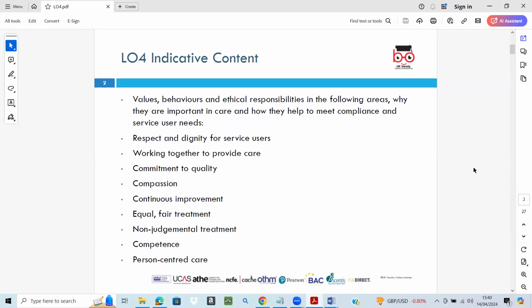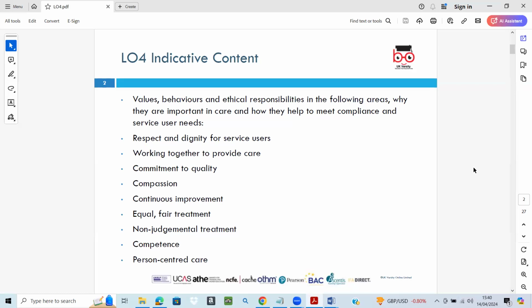And then we have non-judgmental treatment. Okay, so non-judgmental treatment is being non-judgmental allows service user to feel safe and respected, fostering a therapeutic environment conducive to their care and recovery. Then we have competence.